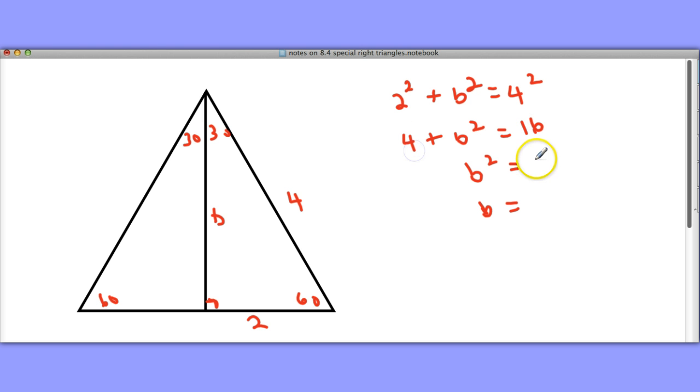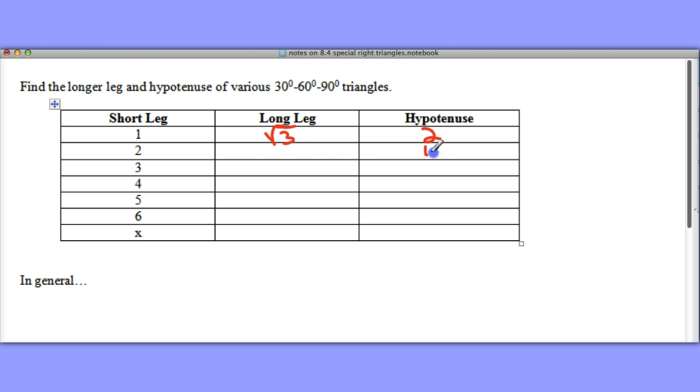And once again, I'll do a little bit of algebra here. The square root of 12 would be, let's see, 12 is 4 times 3, and 4 is a perfect square, so we'd have 2 root 3. So hypotenuse is 4, long leg is 2 root 3. Let me fill that in on my chart over here.